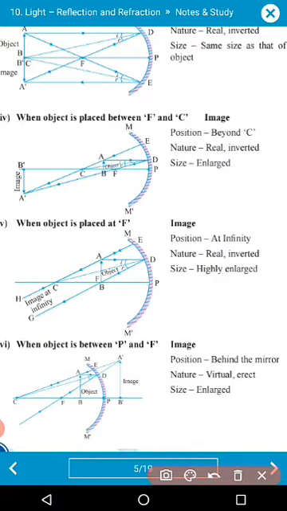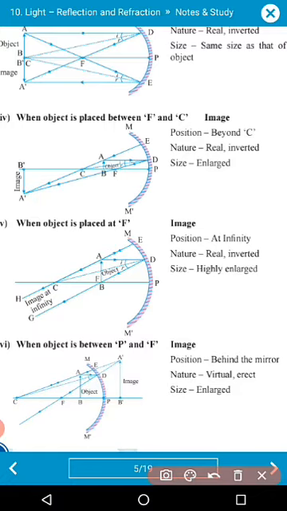Fine. Now another case, the last case of this image. Whenever my object is placed between P and F, I am putting my object between P and F. Fine. So see, I am going to put my object here. The first ray from the object, after striking, passes through the principal focus.